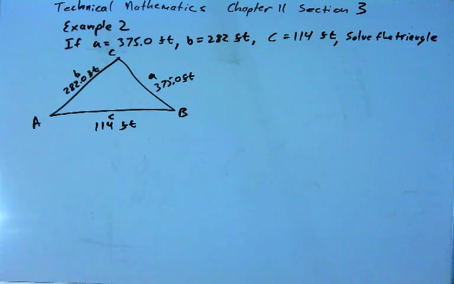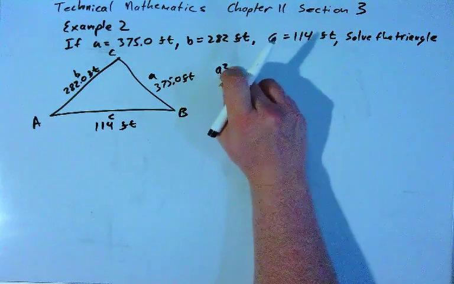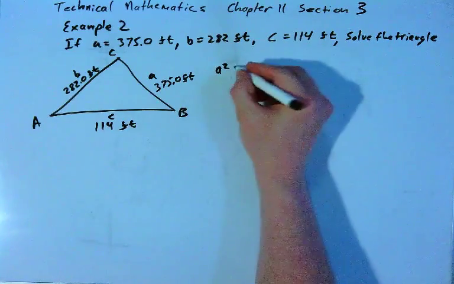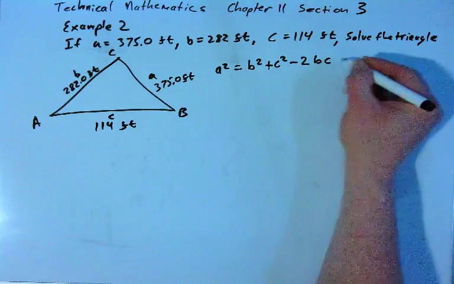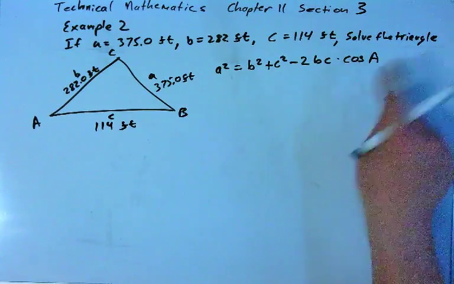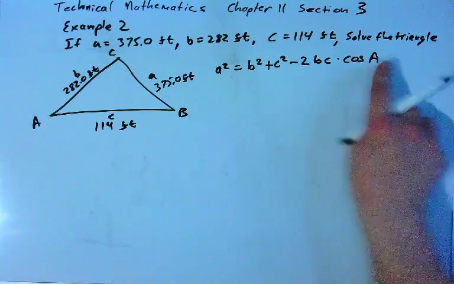And so I know all three sides in this example. I don't know any of the angles. And so the law of sines is not going to be helpful to me here. But I can use the law of cosines to solve for one of these angles. And since I know all three sides, it doesn't matter which angle I solve for. And so I will choose a squared equals b squared plus c squared minus 2bc times the cosine of A. And we're trying to solve for A. That's the angle that we don't know.